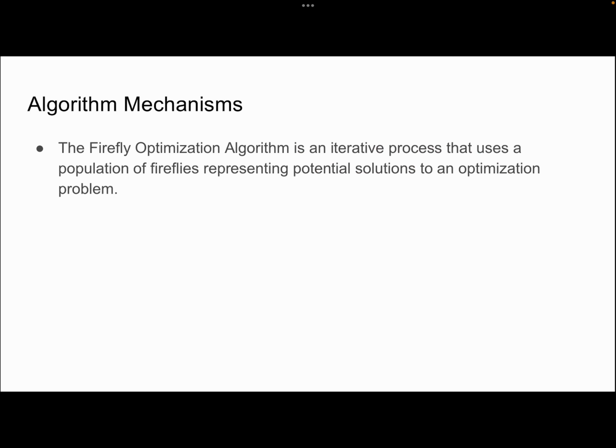Now, let's talk about the algorithm mechanism. The firefly optimization algorithm is an iterative process that involves a population of fireflies searching for the optimal solution. The fireflies represent potential solutions to the optimization problem.